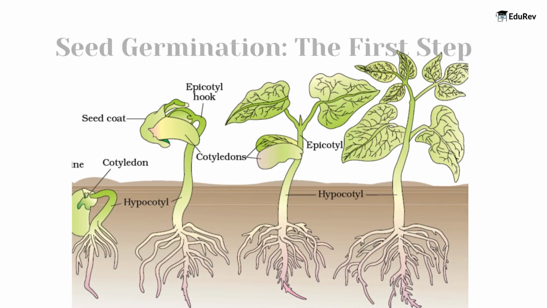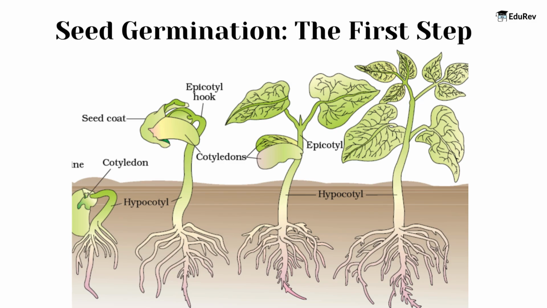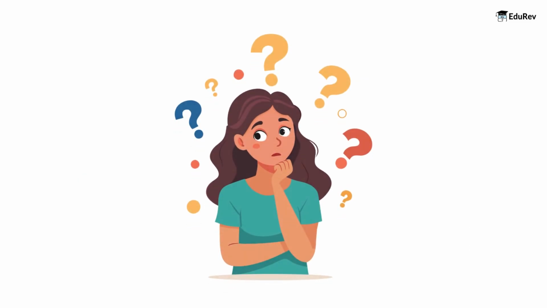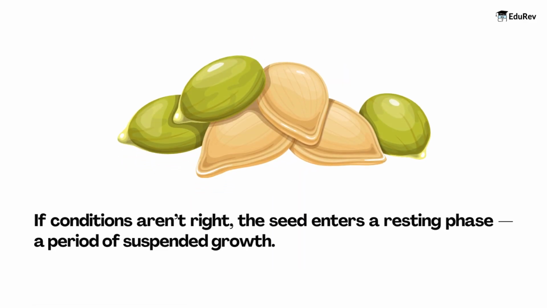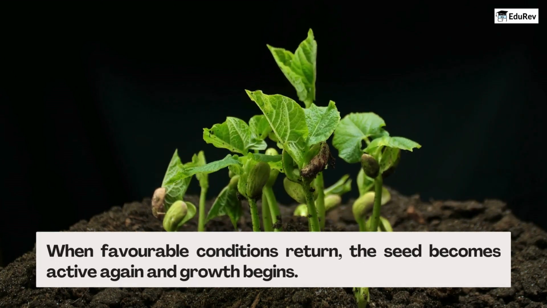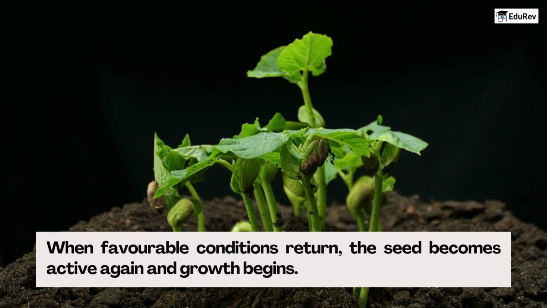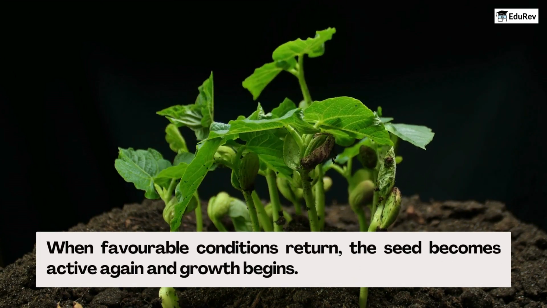Let's begin with the first step in plant growth, seed germination. Seeds germinate only when the environmental conditions are favorable. But what happens when the conditions aren't right? In that case, the seed enters a resting phase, a period of suspended growth. Once conditions improve, the seed becomes active again and growth begins.